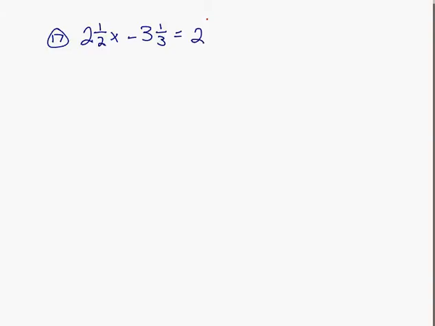My first step, and there's a number of different approaches you can take to each of these problems. My preference is to turn everything into an improper fraction, multiply through by the common denominator, and get rid of the fractions altogether. So first let's turn this into improper fractions. So we'll go 2 times 2 is 4 plus 1 is 5. So this becomes 5 halves x.